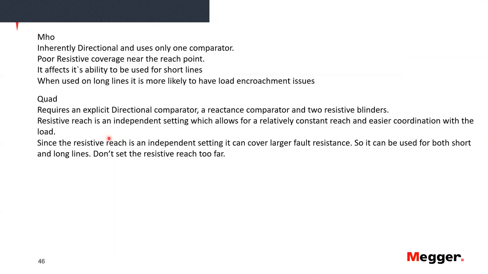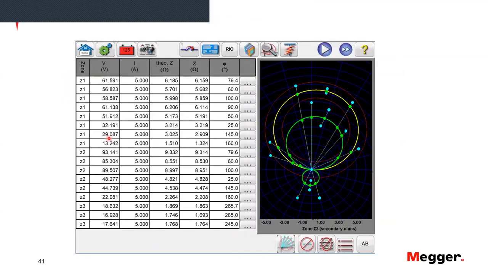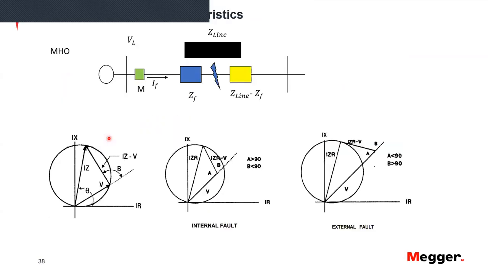Mho versus quad, I just wanted to give you some pointers here. The Mhos are inherently directional, and they use only one comparator. Remember, we can use either a phase or a magnitude comparator. They have poor resistive coverage near the reach point. This is something that I didn't show, but you can see it from the characteristic that depending on where the tilt of the Mho goes, at some point your resistive coverage kind of stops. It doesn't protect for low resistance faults near the origin anymore.